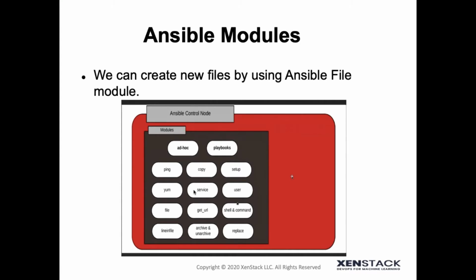There are also some file related modules, like archive and unarchive. Let's say you want to compress files on your remote machine, because they are utilizing too much storage or resources. Being on your master machine, you can directly control your remote machine and compress the files stored there. This is the beauty of these tools that helps you automate your infrastructure.